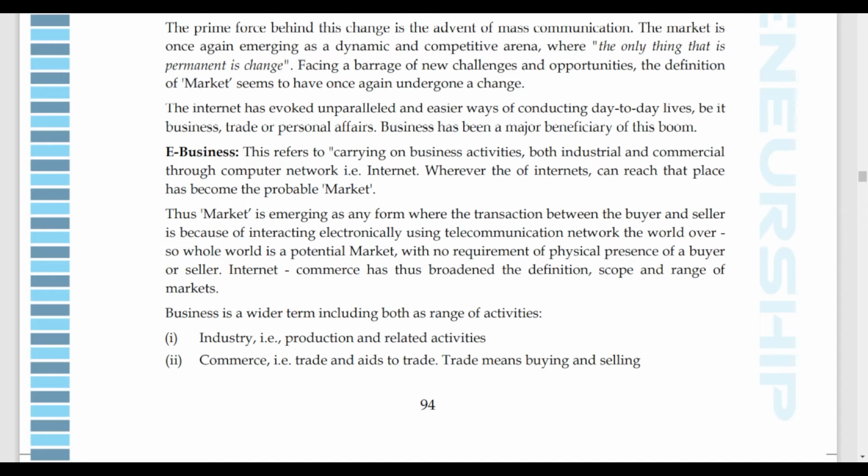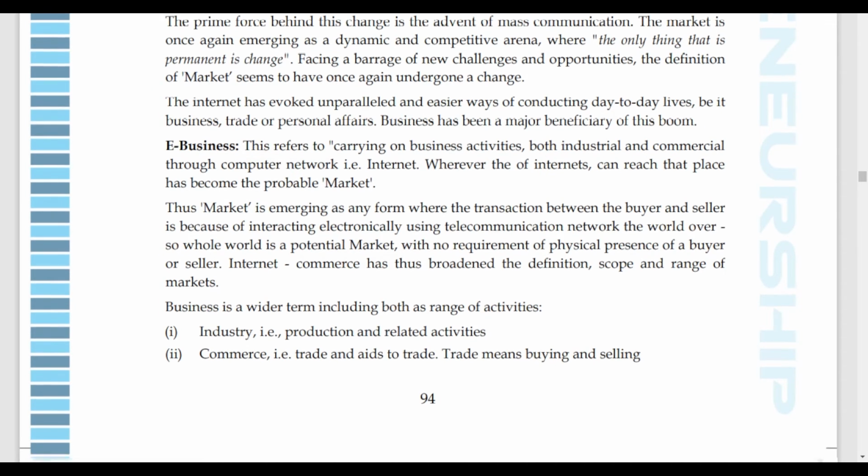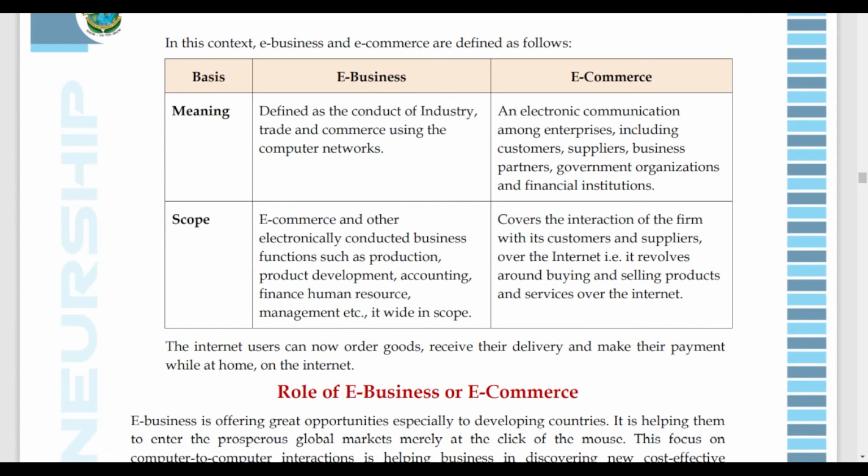Business is a wider term including both as a range of activities. Number 1. Industry, that is production and related activities. Number 2. Commerce, that is trade and aids to trade. Trade means buying and selling. In this context, e-business and e-commerce are defined as follows.